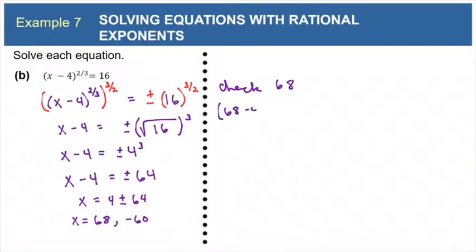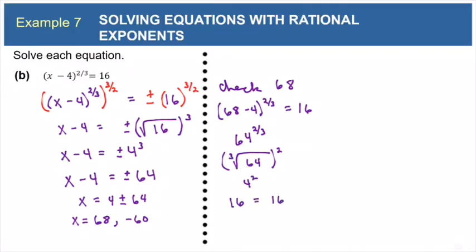So if we plug in the 68, we're going to get 68 minus 4 equals 64. So now the left side says 64 to the 2/3 power. And now we're going to write this in radical form. So this is going to be 3rd root of 64 all squared. Okay, the 3rd root of 64 is 4. So now the left side is 4 squared, which is 16.